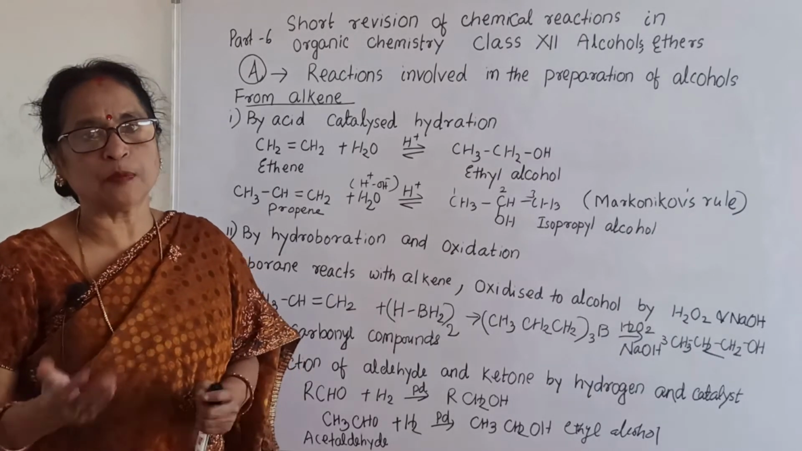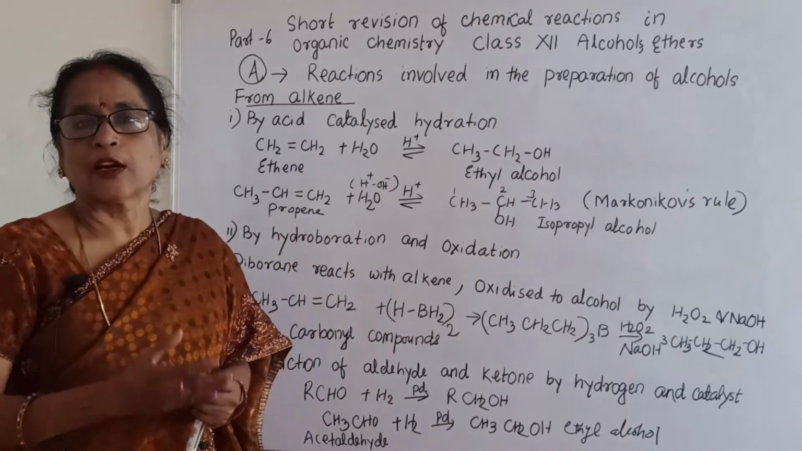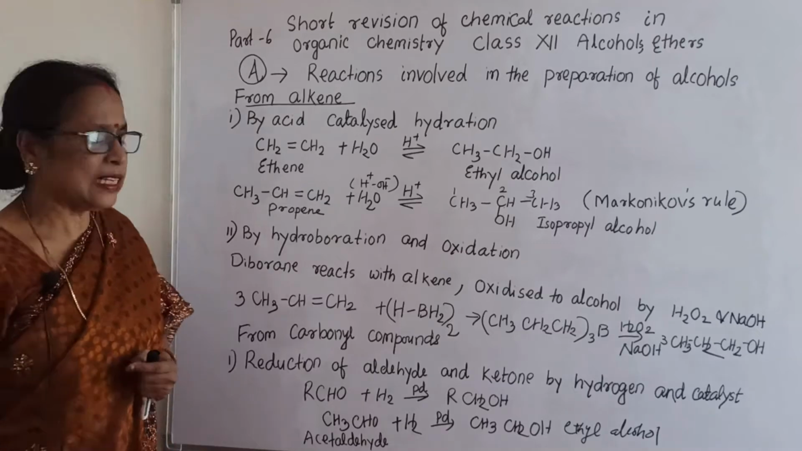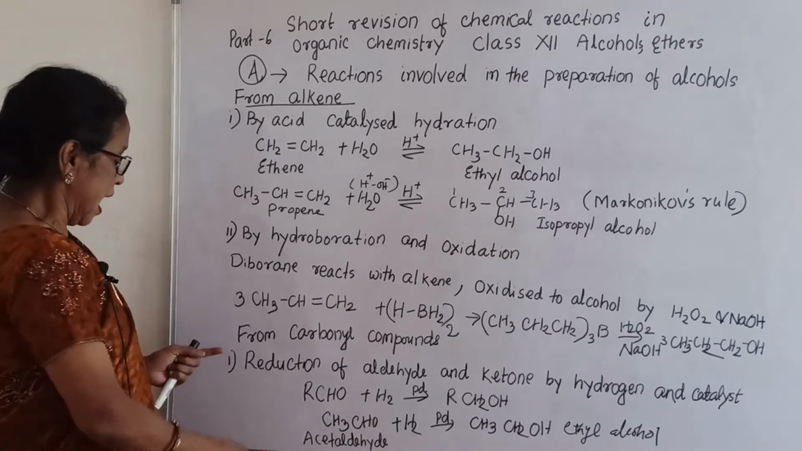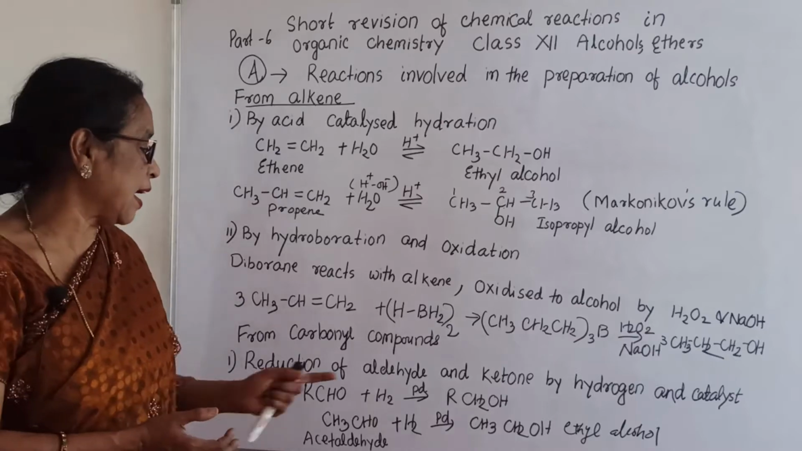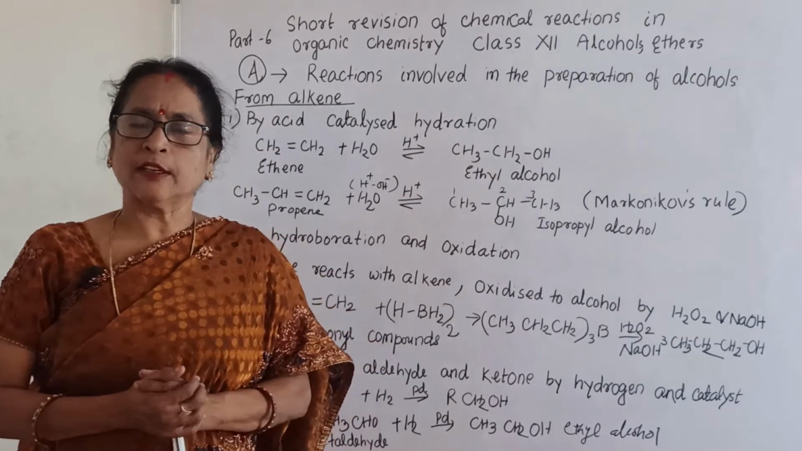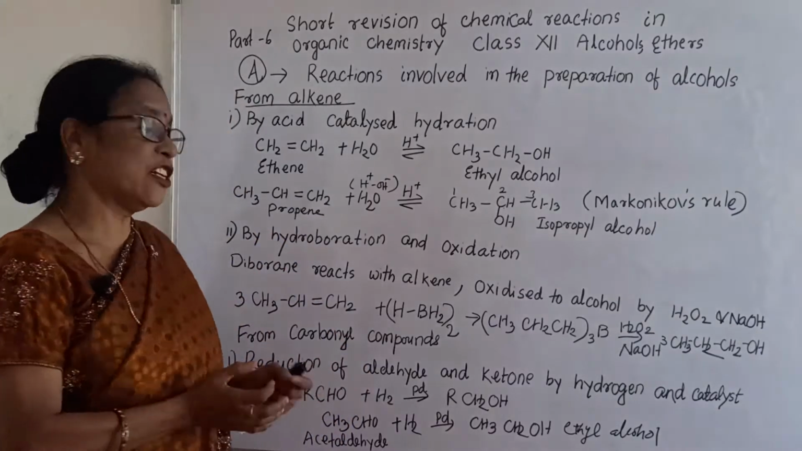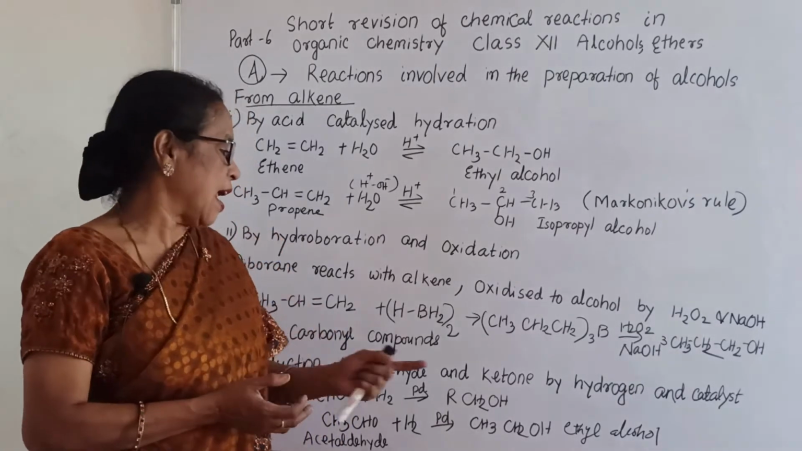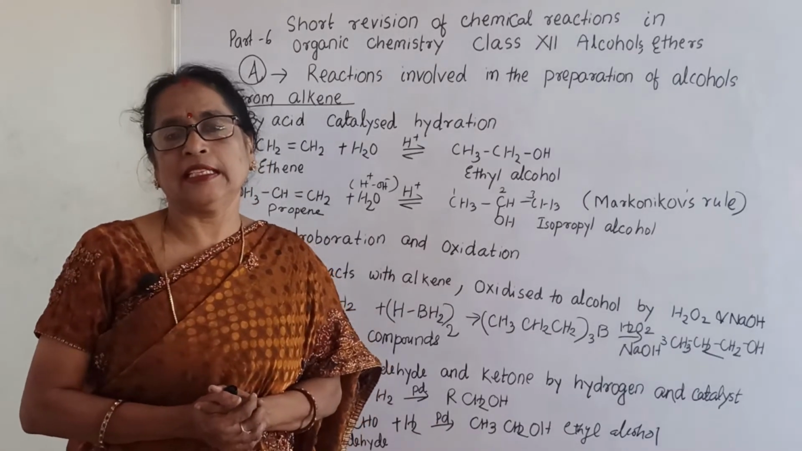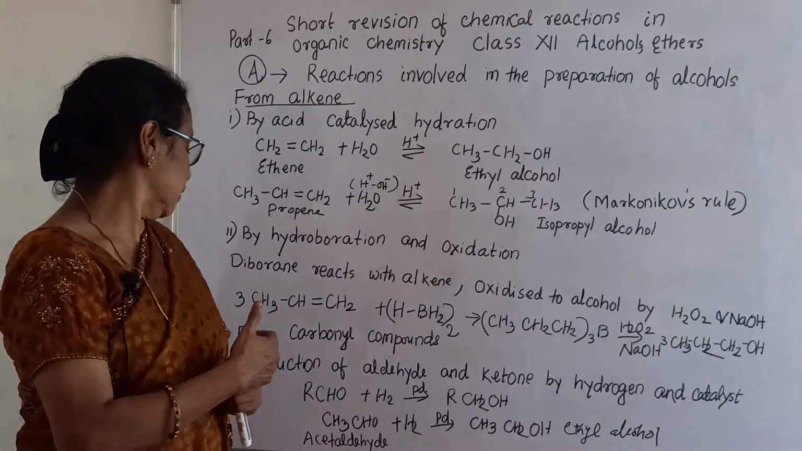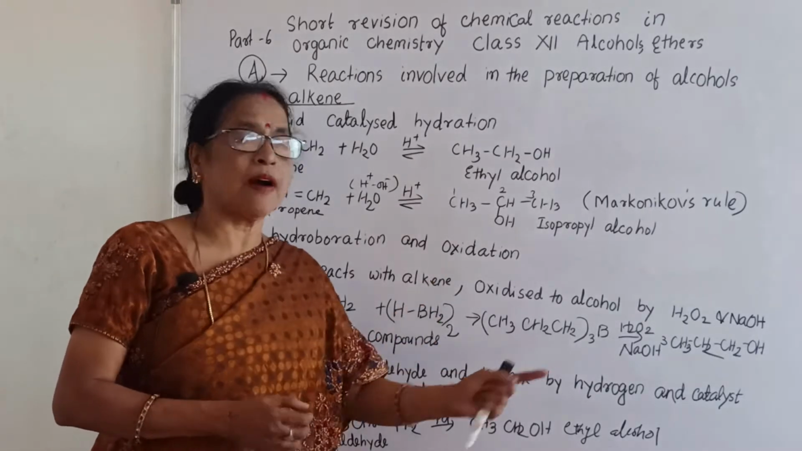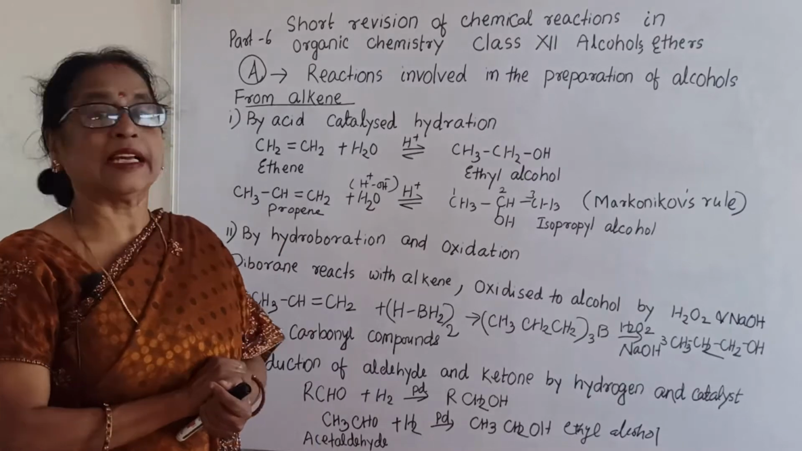Propanol according to IUPAC's name, and propyl alcohol according to common name. Then one is by acid catalyzed, second one is hydroboration, and third one is reduction of aldehyde and ketone. The reduction of aldehyde and ketone is very important, and it takes place by means of hydrogen and catalyst. How can the reduction of aldehyde and ketone take place? By the help of hydrogen and catalyst.